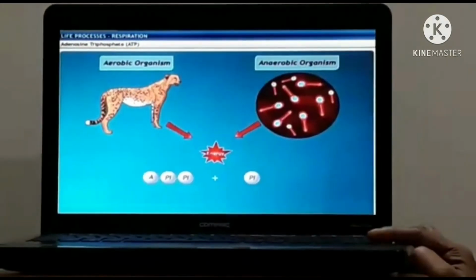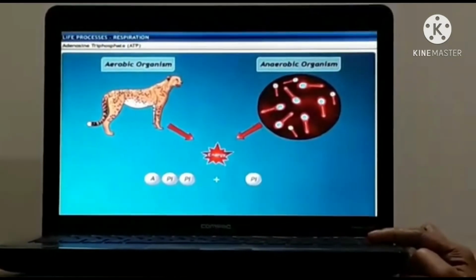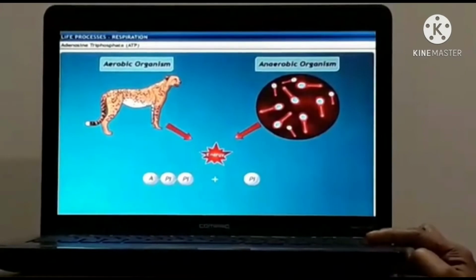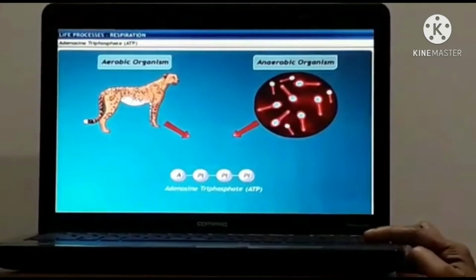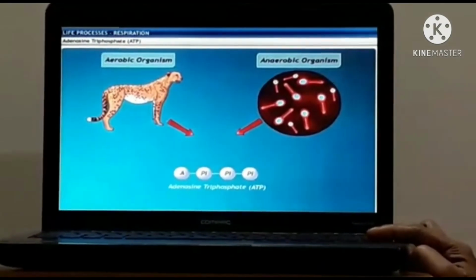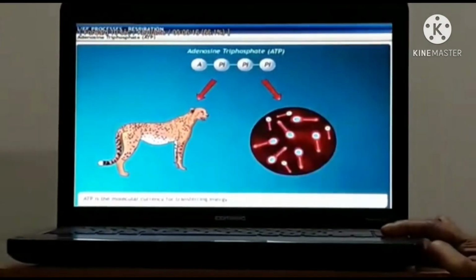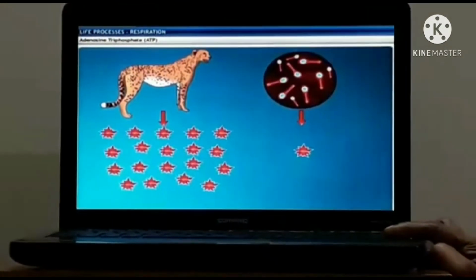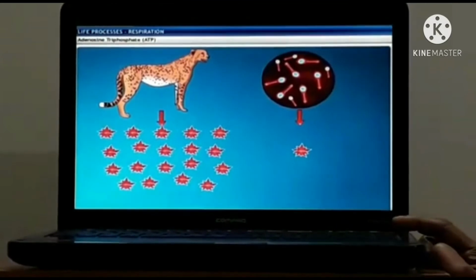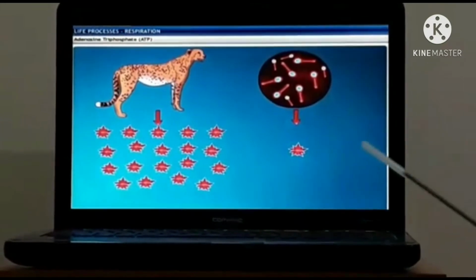During aerobic or anaerobic respiration, the energy released is used to combine adenosine diphosphate with an inorganic phosphate molecule and form ATP. This is the energy currency of the cell, which is utilized for the cellular activities. And more ATP will be produced during aerobic respiration. In anaerobic respiration, it will be very little.